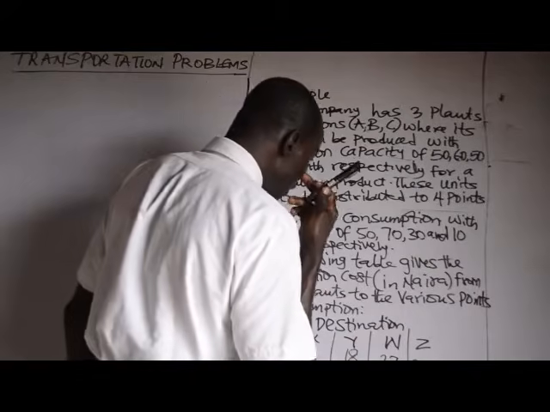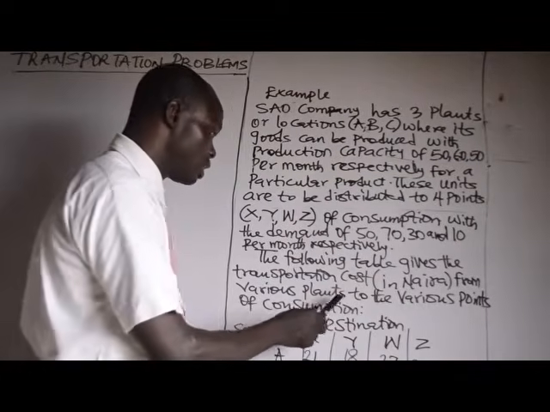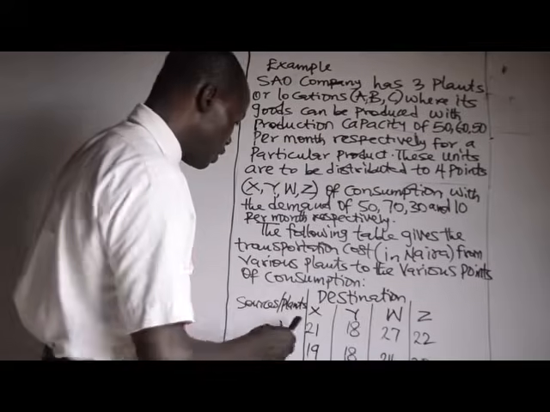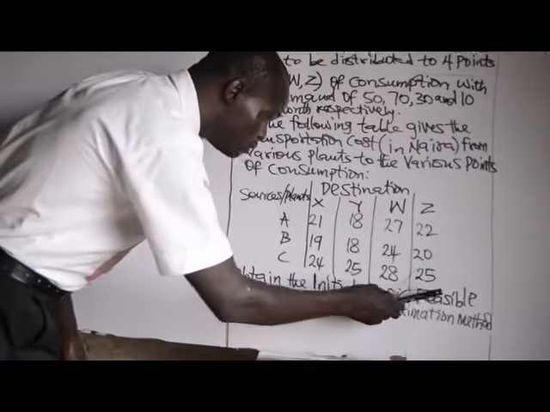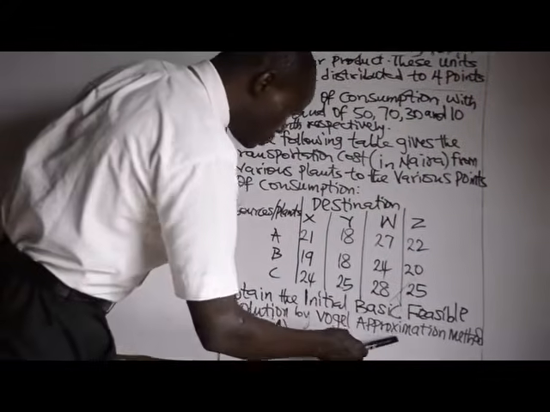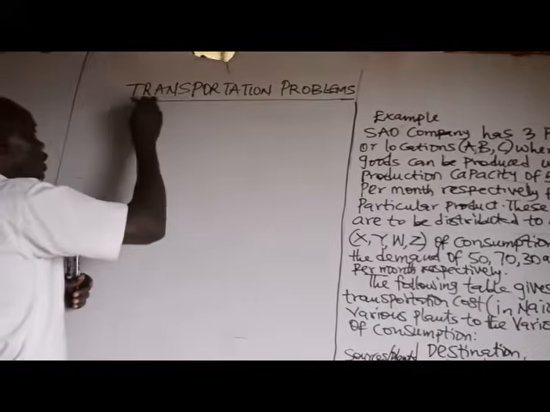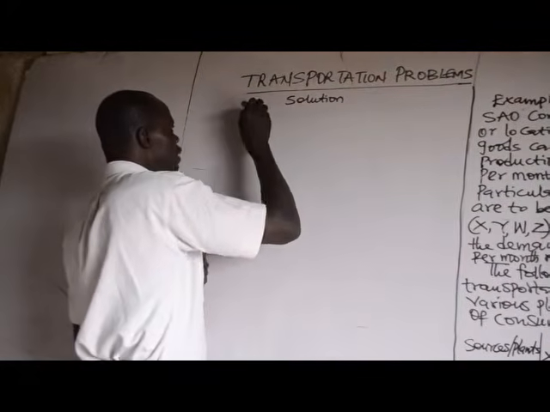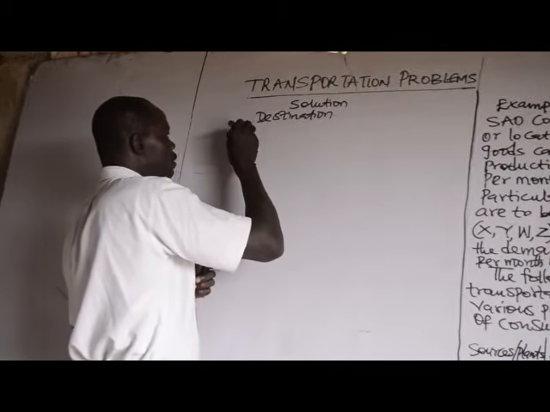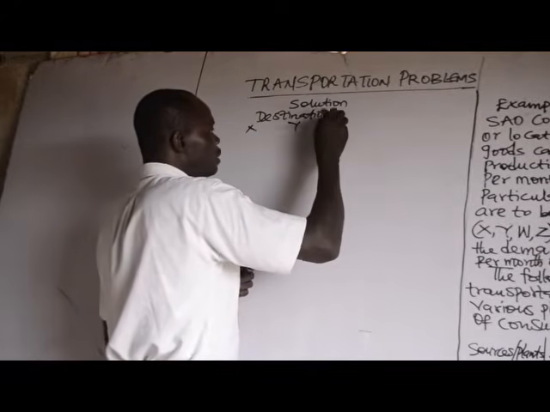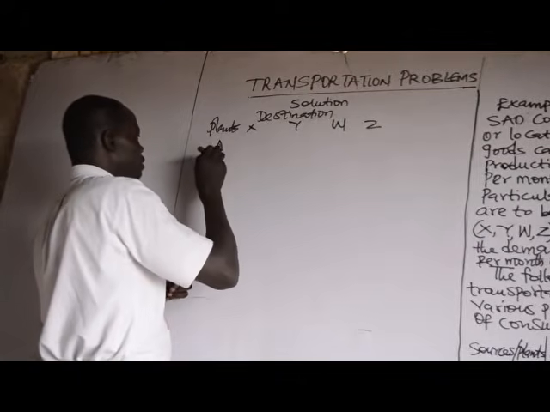The following table gives the transportation cost in Naira from various plants to the various points of consumption. You have the destination, you have the sources or plants. Obtain the initial basic feasible solution by Vogel Approximation Method, VAM. That is the question. Now, let's have the solution. Destination: we have X, Y, W, and Z. We have plants A, B, and C.